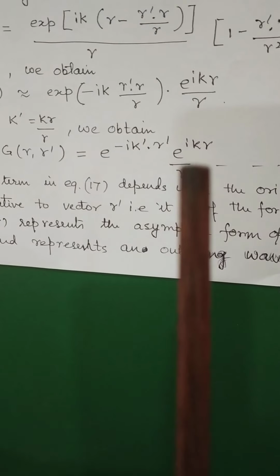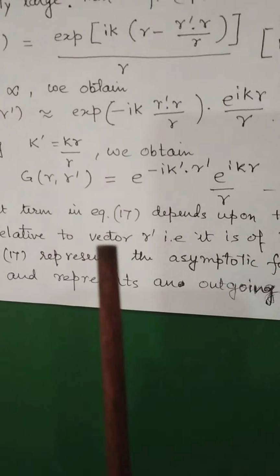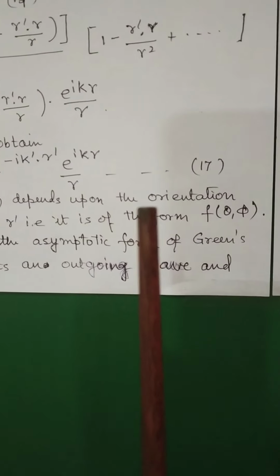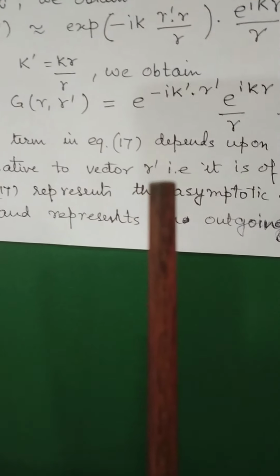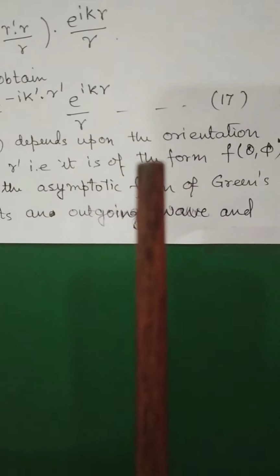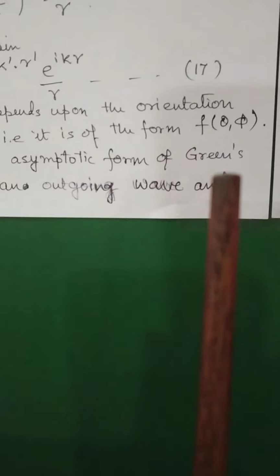So, writing k dash equal to r into k upon r, we obtain g of r dash equal to e raised to the power of minus iota k dash dot r e raised to the power of iota k r upon r. The first term in equation 17 depends upon the orientation of k dash relative to vector r dash, that is, it is of the form f of theta and phi. Thus, equation 17 represents the asymptotic form of Green's function and represents an outgoing wave.